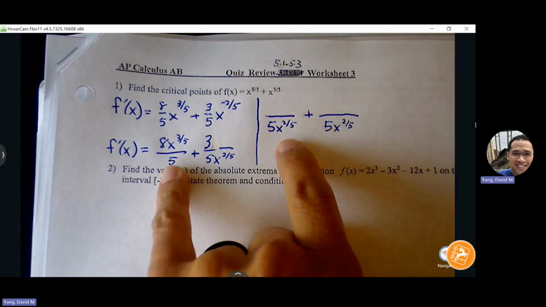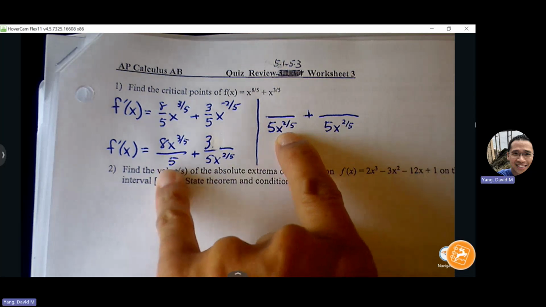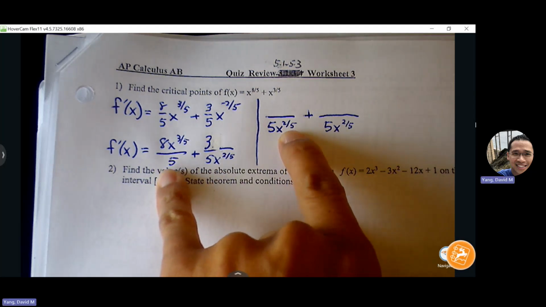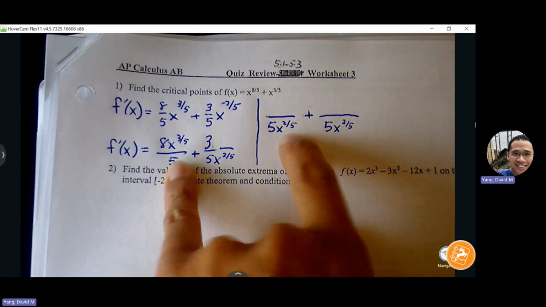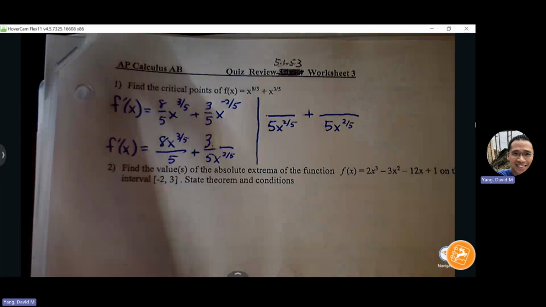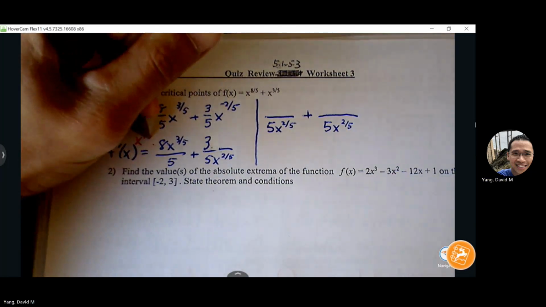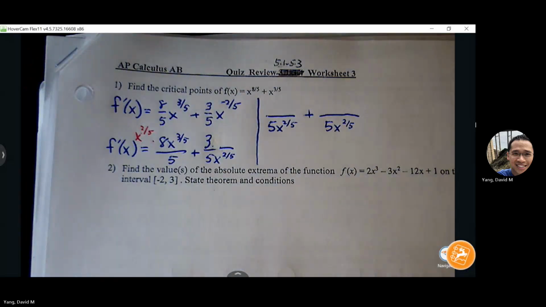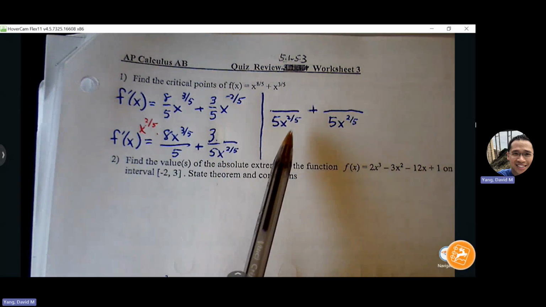So what's missing between my first denominator and my new denominator? The 5 and the x to the 2/5. I need to multiply 5 by x to the 2/5 to get my new denominator. So I need to multiply the top by that same value. I need to balance my fraction, right? So 5 times x to the 2/5 is 5x to the 2/5.